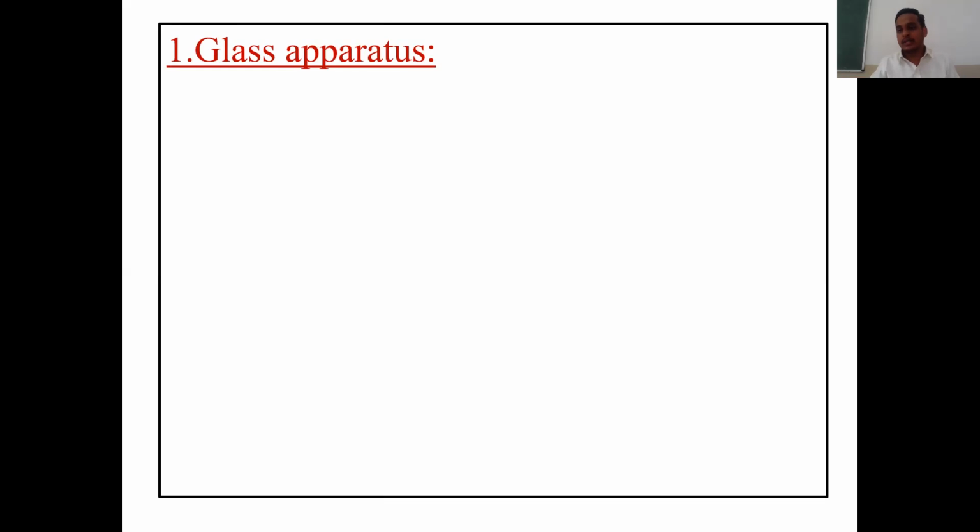Again, in glass apparatus, there are many different types of apparatus. So let us go through them one by one. For each glass apparatus, we will see the name and the picture, and we are also going to discuss the use of that particular apparatus. So the first glass apparatus we are going to discuss is the beaker.